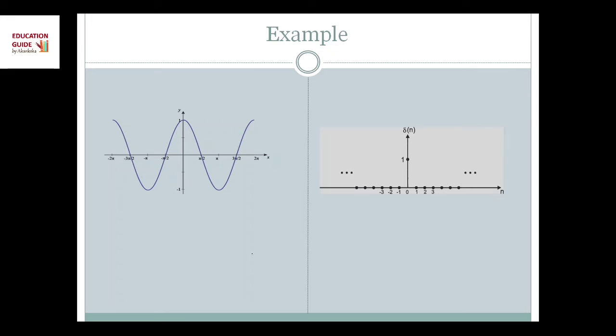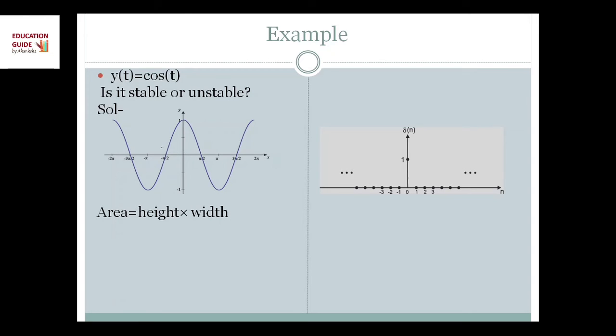These are some examples. First example is y(t) = cos t. Is it a stable or unstable system? Then we draw the cos t graph. Then we find the area. Area is equal to height into width. Height is 1, but its width is infinite. So it is an unstable system.